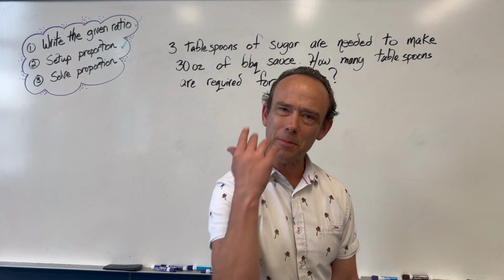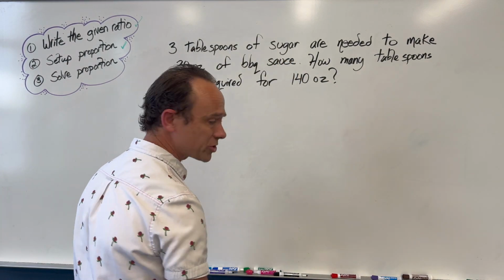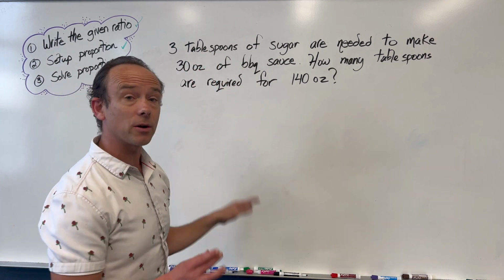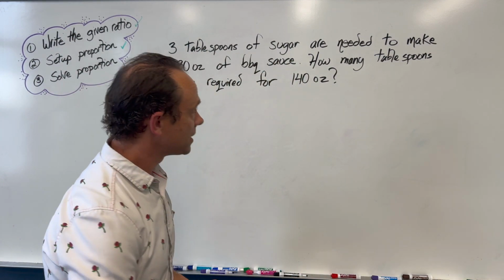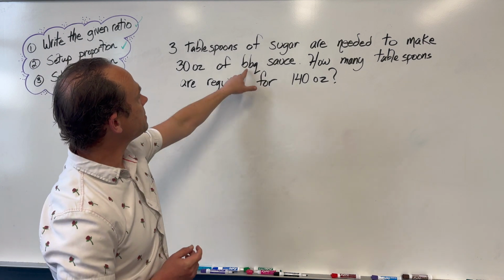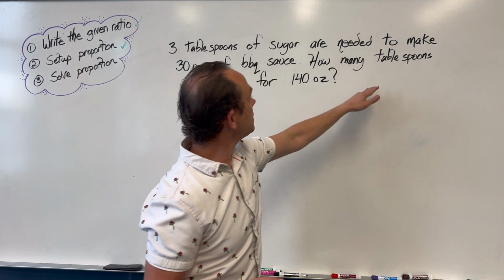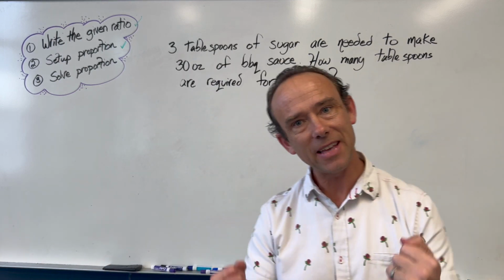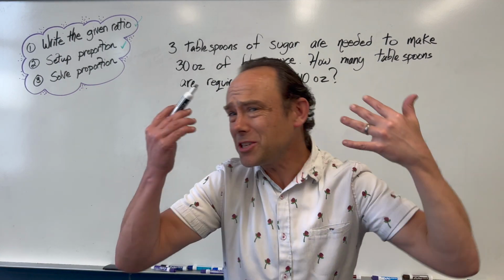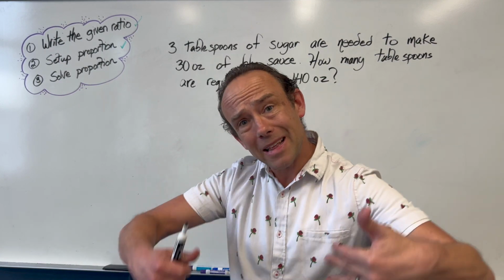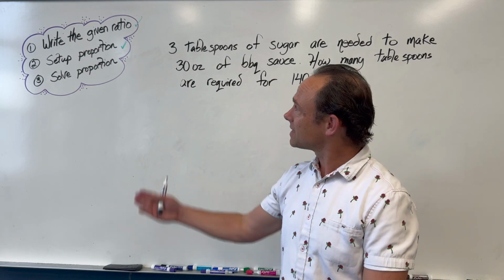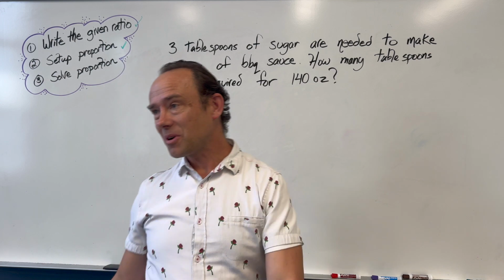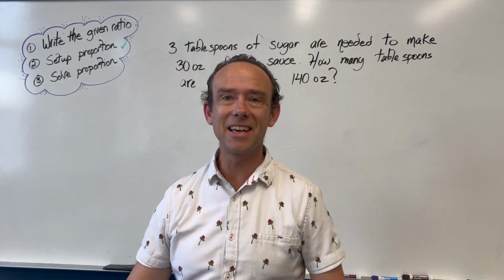All right, problem number 2. Let's take a look at it. So we have 3 tablespoons of sugar are needed to make 30 ounces of barbecue sauce. How many tablespoons, so BBQ is barbecue, right? How many tablespoons are required for 140 ounces? Excellent. There's a lot of ways you can figure these problems out, but for this video, let's just lean into our recipe. Get it? Recipe for solving problems, recipe for barbecue sauce.